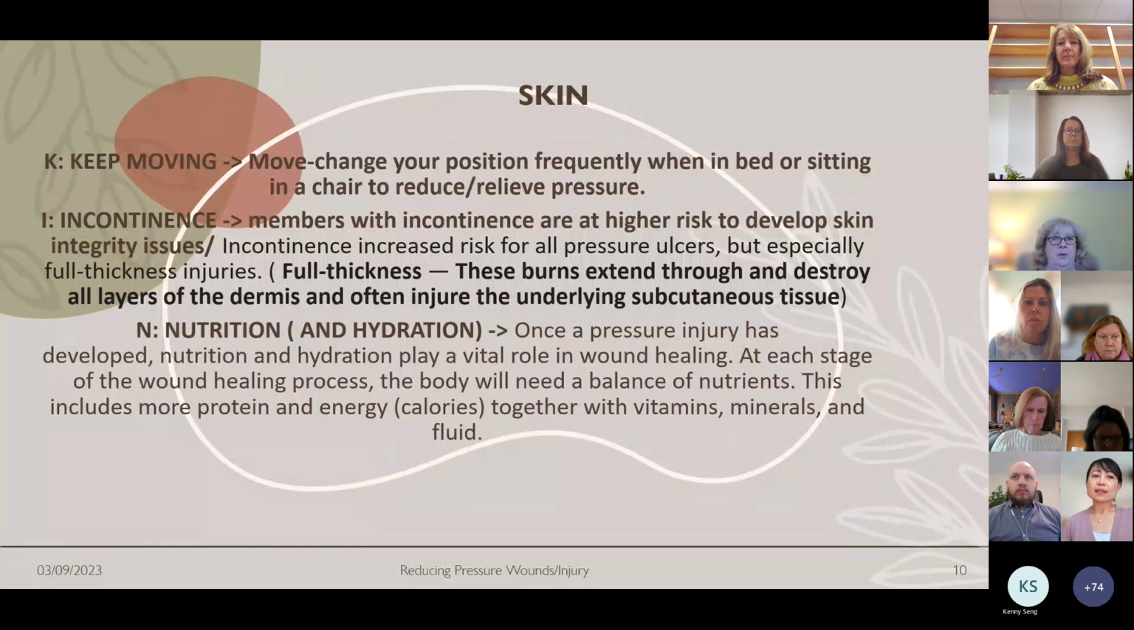Once a pressure injury has developed, nutrition and hydration play a vital role in wound healing. At each stage of the wound healing process, the body will need a balance of nutrients. This includes more protein and energy or calories together with vitamins, minerals, and fluid. And as I mentioned in our previous presentation, I think we can always do this approach through nutrition. Daily intake is very important.